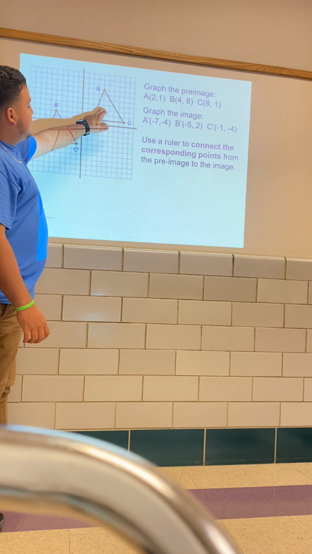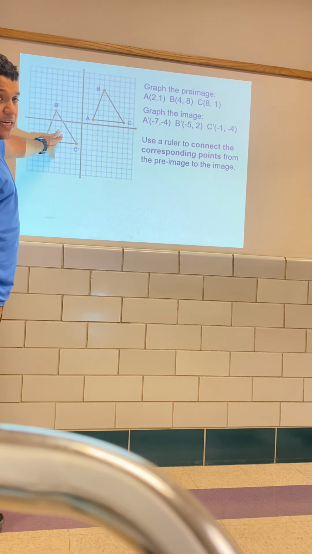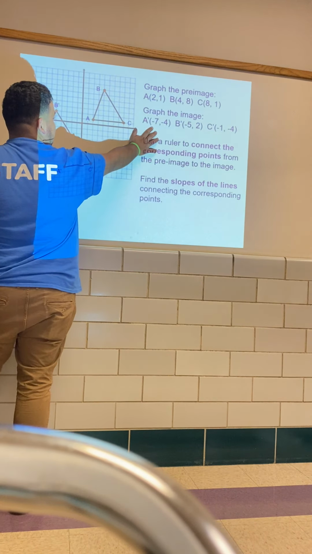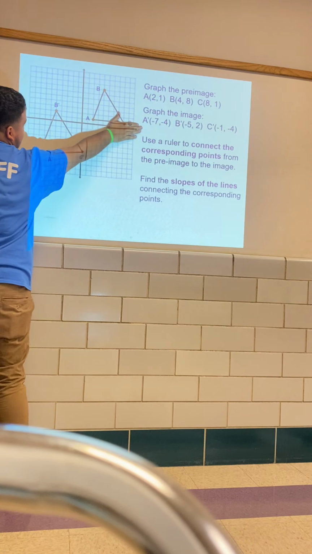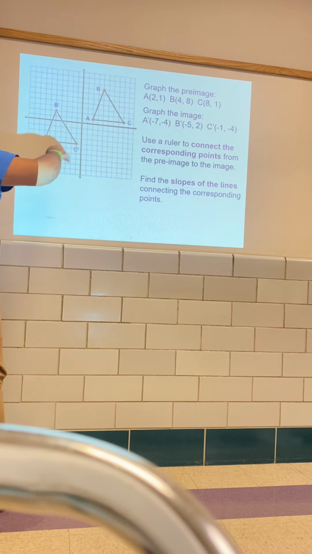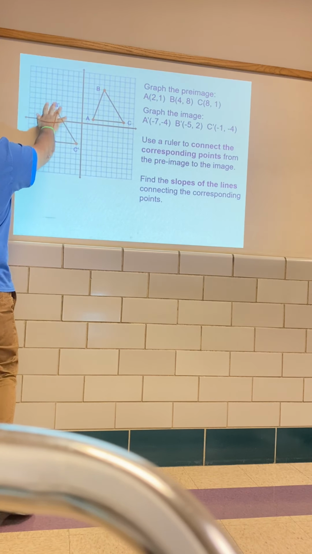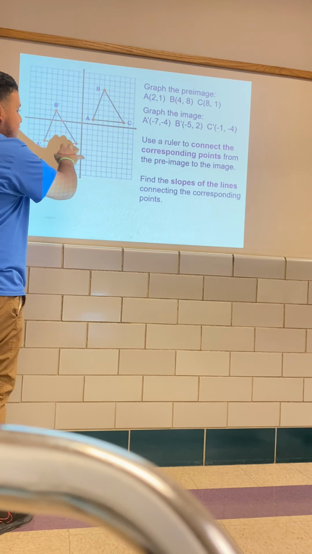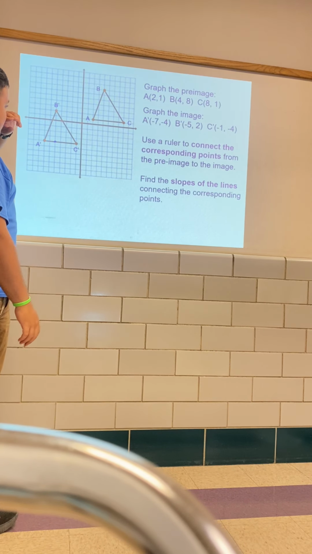So this is the pre-image, this is our image, okay? So we're going to move from here to here. So what does it say? A equals (-7, -4), okay? So if we look at x, we know that this side is what? Positive, good job. This side? Awesome, negative and positive. So we know that this one's always negative, right? Cool. All right, so let's talk about this.